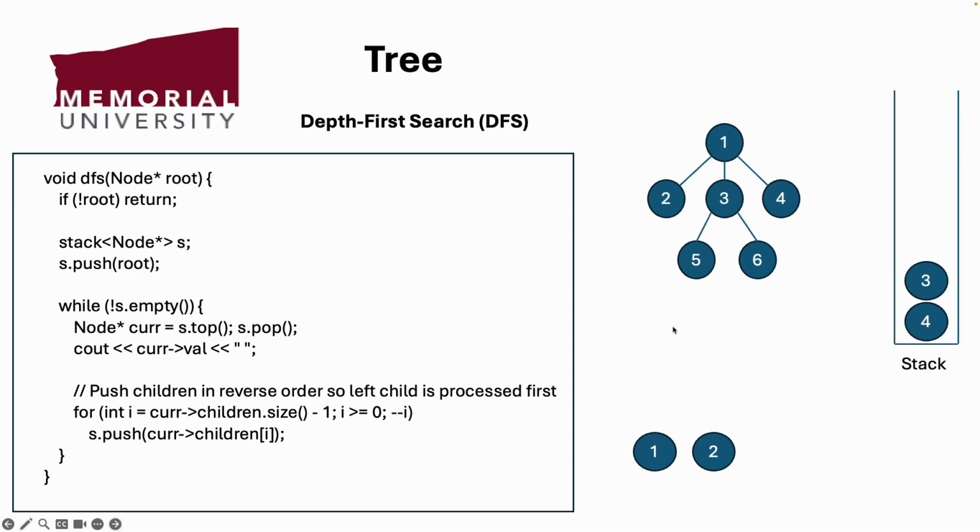Now for the stack, we pop node 3 and display it here. Then we find the children of node 3 in the reverse order. The children of node 3 are 5 and 6, so in reverse order, 6 and 5 will be pushed into the stack. So now the stack in this scenario has 5, 6, and 4.